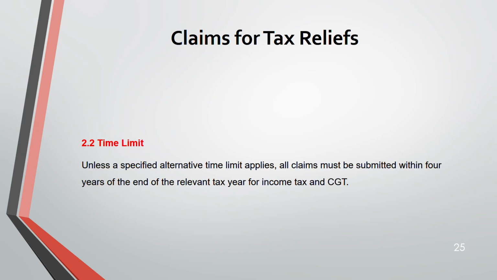Okay, then what is the time limit? Unless they are specifying an alternative time limit, all claims are submitted within 4 years of the end of the relevant tax year for both income tax and CGT. So 4 years. Remember that 4 years from the tax year.